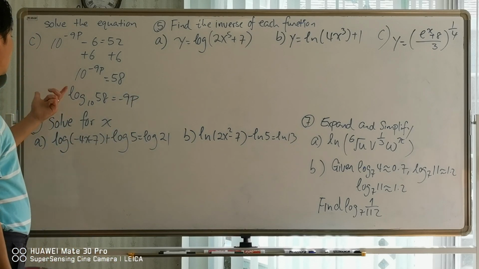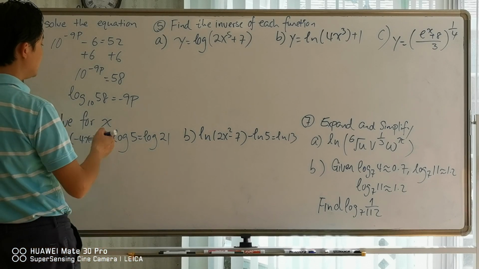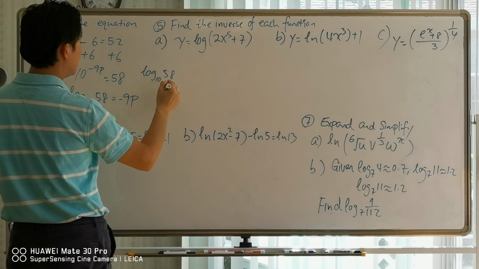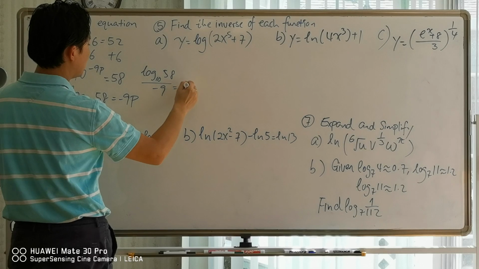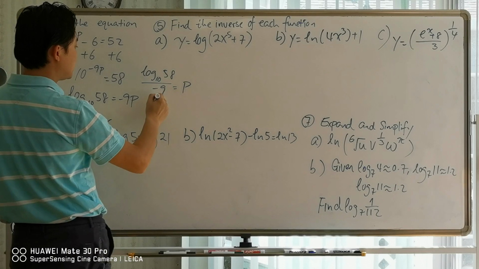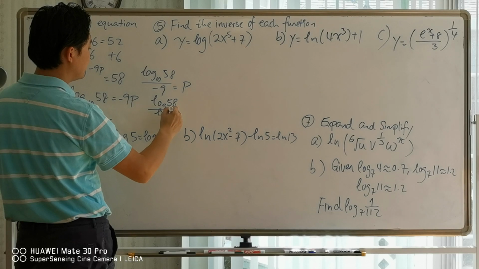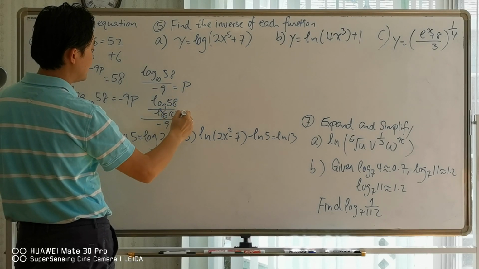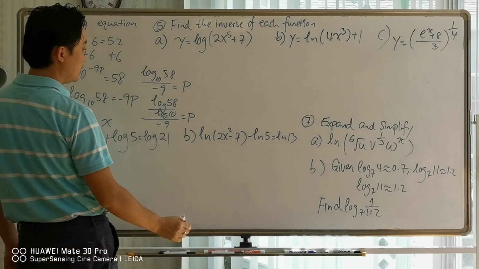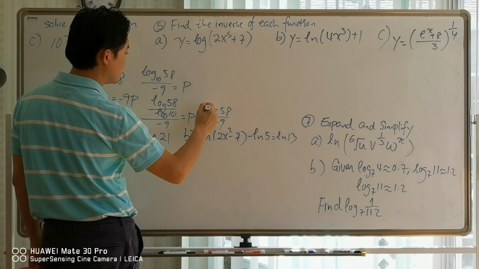And for those you might be wondering, can I use natural log? Take natural log both sides. Yeah, you can do it either way. So for this one here, it's considered log base 10 of 58 divided by negative 9, so that equals p. And for those who might be wondering what log base 10 of 58 is, that one is just like a change of base formula. So log of 58 over log of 10, and all over negative 9, so that equals p. And one thing that we notice, log of 10 is always considered 1. So this one can be written as log of 58 over negative 9.